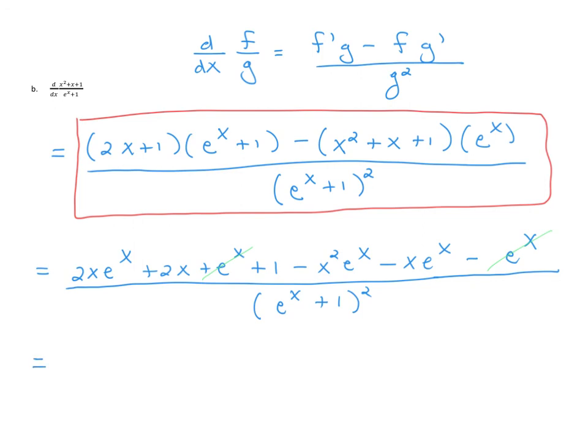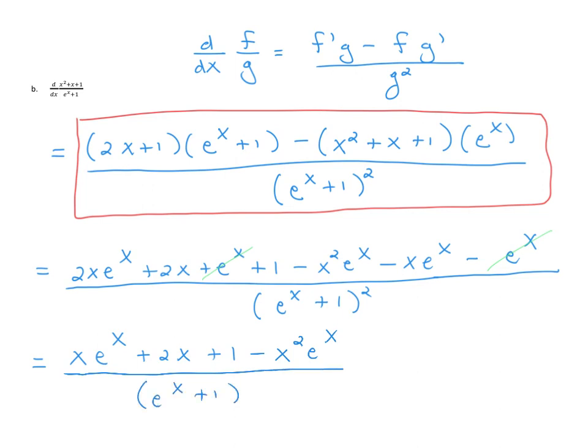Okay, when I combine this and this, I'm subtracting one of those from one of these. So I have an x e to the x. Okay. So now I have 2x. That's not going to combine with anything. So I'll just put plus 2x. I have a 1, which also does not combine with anything. So I'll put plus 1. And then I have minus x squared e to the x, and that doesn't combine with anything either. And that's divided by (e to the x plus 1) all squared.